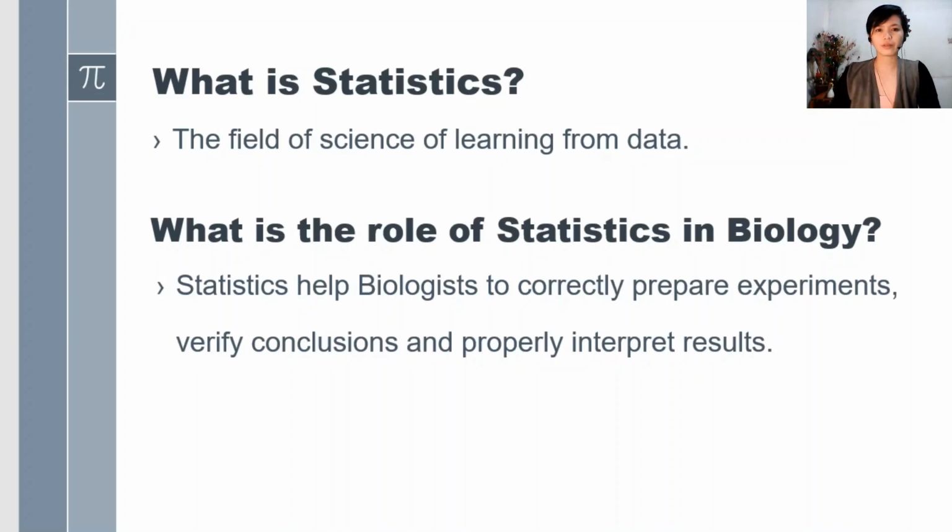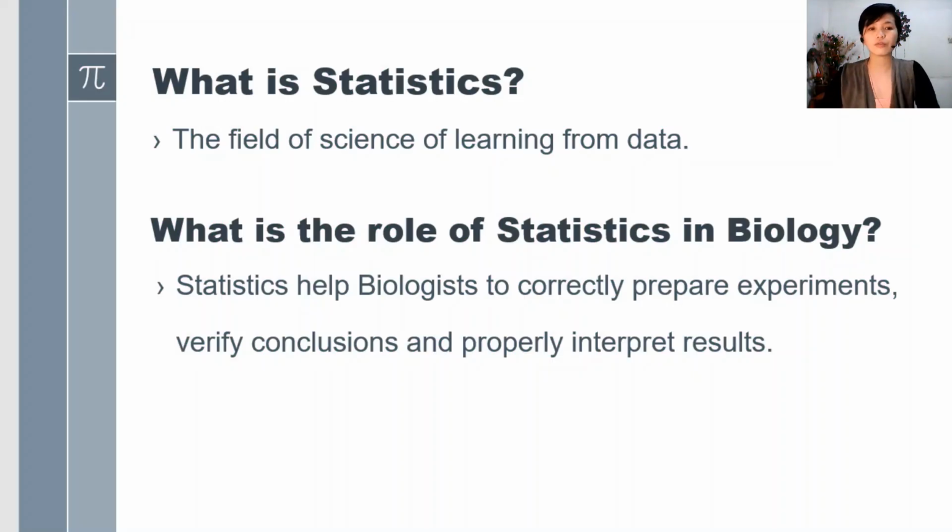To begin with, let's define statistics. Statistics is the field of science of learning from the data. Statistics is the collection, identification, and of course, analyzing the data. So your subject is statistical biology. We're going to mix statistics with biology.